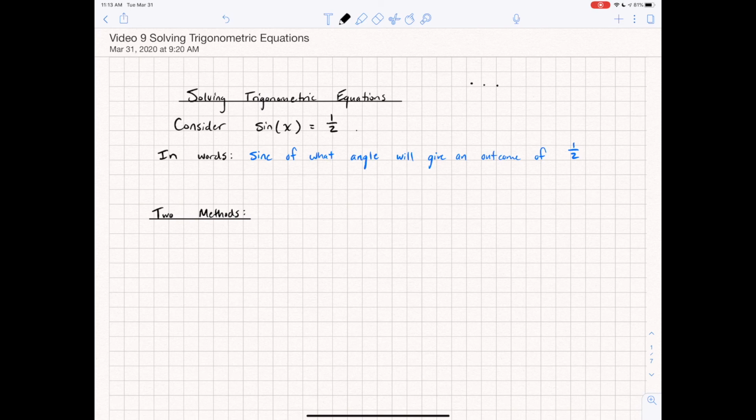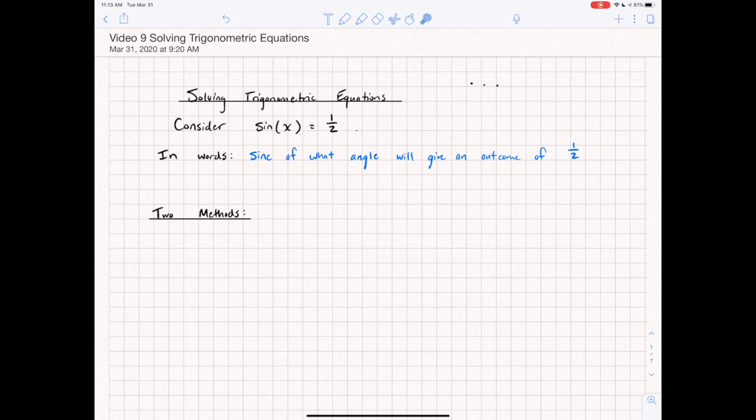Now that we've got trig defined as functions, and we have gone through and evaluated trig at specific angles, what if this has been reversed so that now I know what my trig is equal to, and I want to solve for the angle respective to that trig function? So for example, let's consider sine of x is equal to 1/2. And in words, what this equation is really saying is: sine of what angle will give an outcome of 1/2?